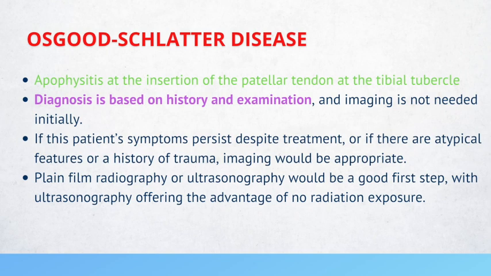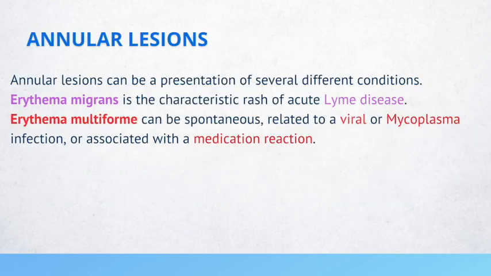Distinguishing between erythema migrans and erythema multiforme can be a bit confusing. Erythema migrans is the rash seen in acute Lyme disease, while erythema multiforme is related to a viral or mycoplasma infection, or it can be associated with certain medications.